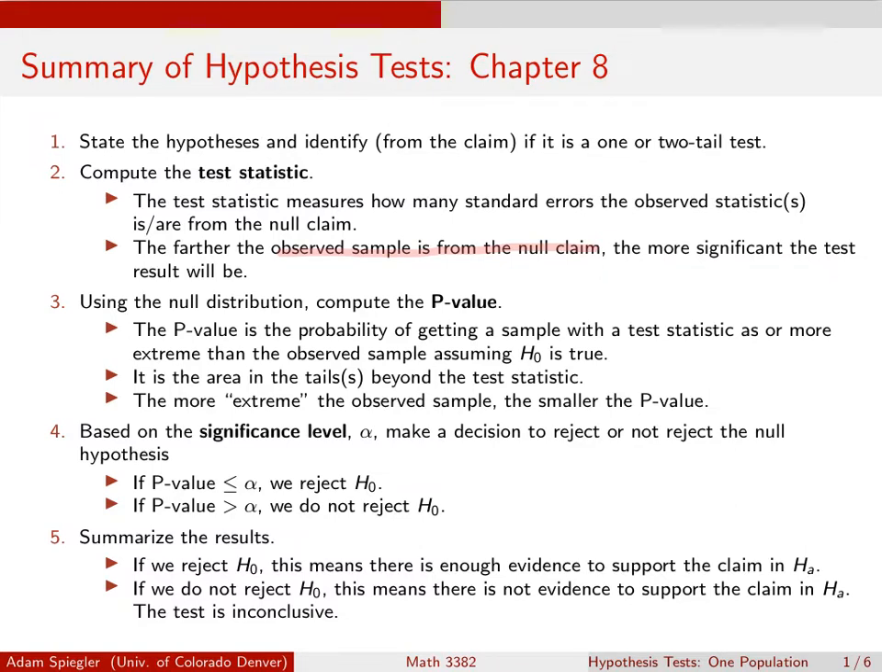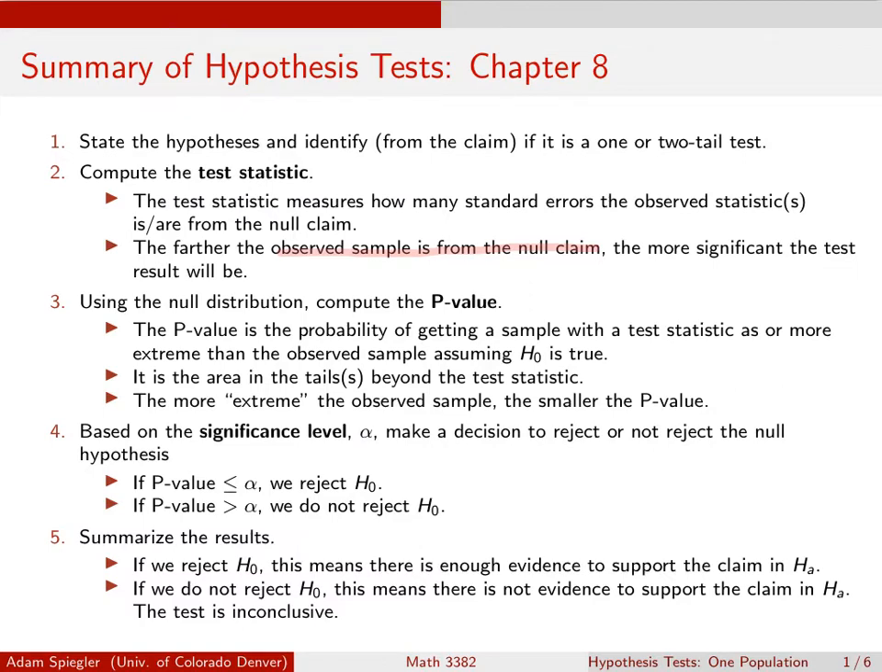And once we've got that test statistic, then we can calculate what's called the p-value of that observed sample. And the p-value is a conditional probability. So given that the null hypothesis is true, what's the probability of randomly getting a sample as or more extreme than the one that we observed? So that's how we can think about the p-value. And visually, the p-value we can think of as the area in either one or both of the tails beyond the test statistic.